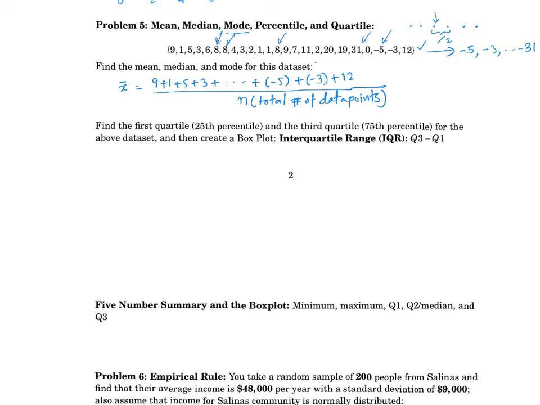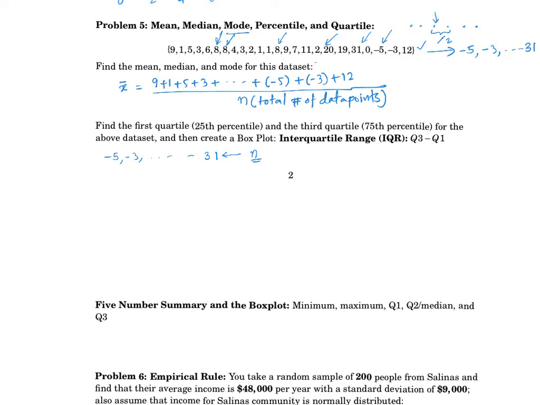Now, percentile. So for percentile, this is what you do. First of all, you need to order the data points. So you'd order them like this: -5, -3, and so on and so forth, all the way up to, let's say, 31, the highest data point. Now, what you want to do is count the number of data points. I didn't count it, so let's say the number of data points is n, the number of data points in this data set.